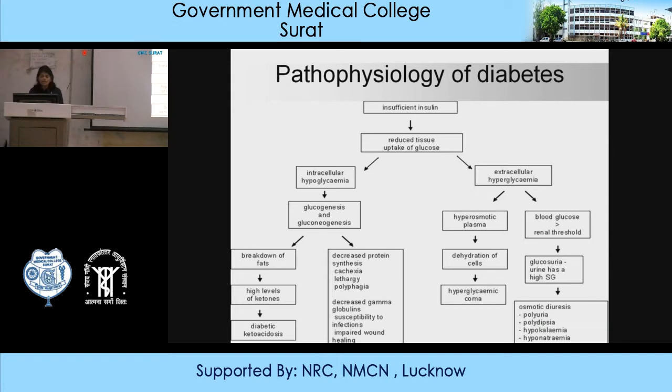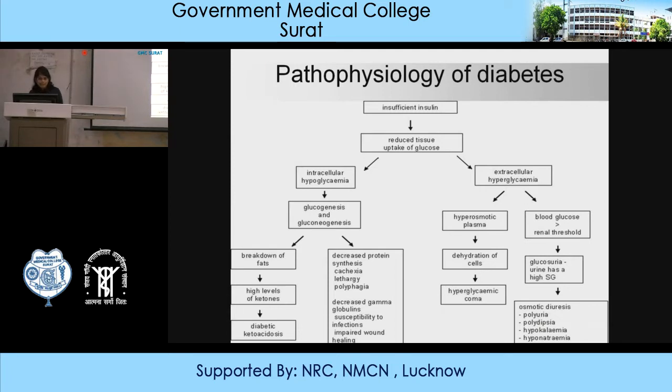Other than this, there will be breakdown of protein occurring in association with breakdown of fat. So catabolic state will be there, and decreased protein synthesis will be there, which will result as cachexia, lethargy, and polyphagia. Along with that, as we all know that gamma globulin, which is an important part of immunity, will also be reduced. So there will be increased susceptibility to different kind of infections in these patients. In turn, deficient wound healing and repetitive infection in patients with diabetes mellitus. Okay, so let's see in detail about the extracellular hyperglycemia.